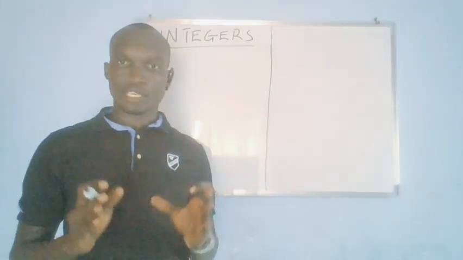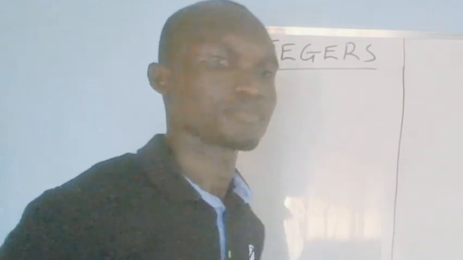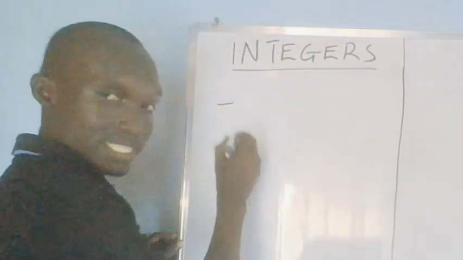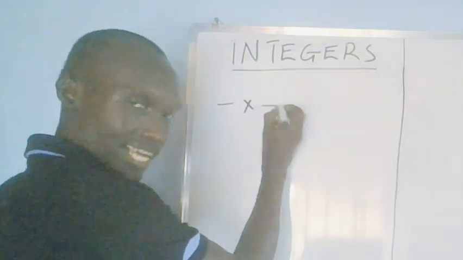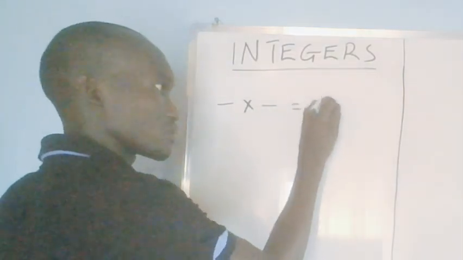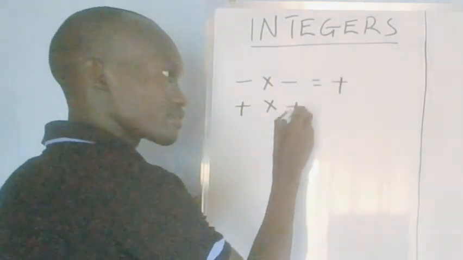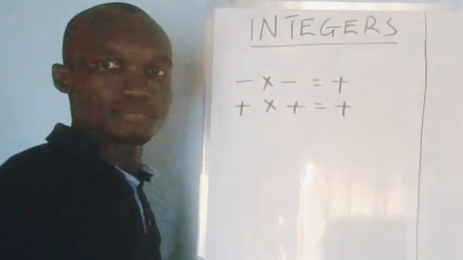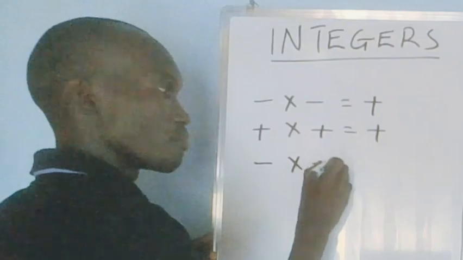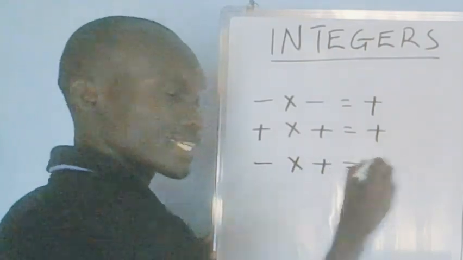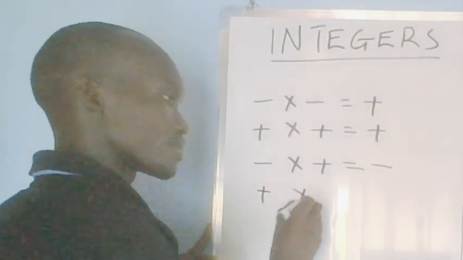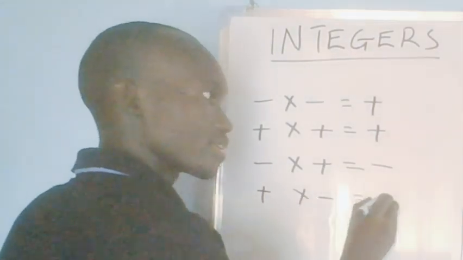Now let's look at multiplication and division. Let's see how it works. Negative times a negative, that will be positive. Positive times a positive, that will be positive. Negative times a positive will be negative. And then positive times negative will be negative.